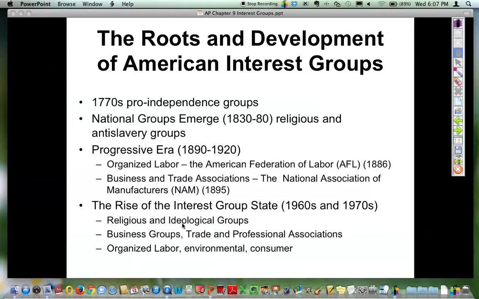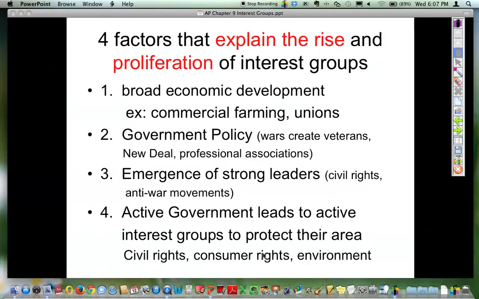Remember, this means a group of like-minded people who carry similar ideas, conservative versus liberal or libertarian, etc. We had more business groups, trade and professional associations, and we also had more organized labor and environmental and consumer labor. So that went through a huge period of growth. Why do we have such a huge rise in interest groups in the last 40 years or so?